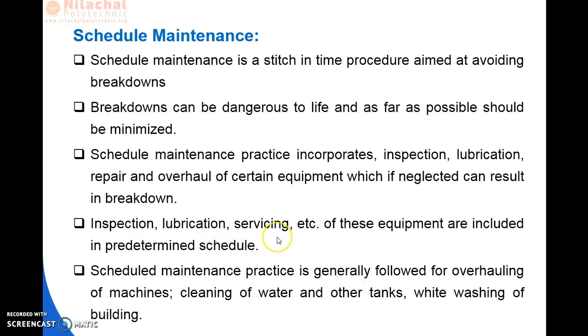Lubrication is on a daily basis. Servicing involves the nuts and bolts, washers, and also materials like coolants, lubricants, belt drives, and gear drives. All this should be in good order so that it does not cause any breakdown. And you have to know the life period of each machinery's equipment. The scheduled maintenance practice is generally followed for overhauling the machineries.